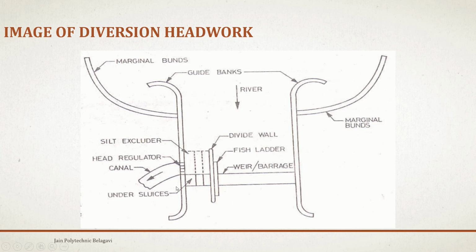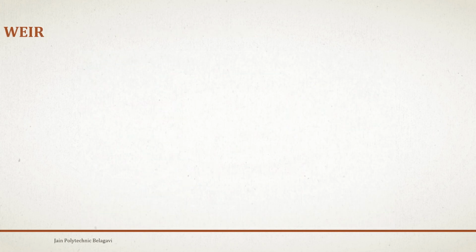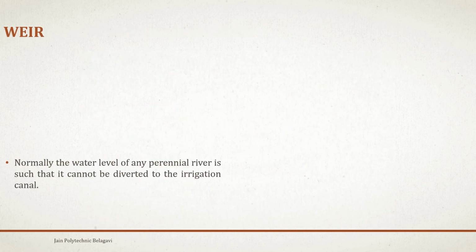Here we are going to construct the under sluices. On this side there is a canal that has been opened, and this canal will be opened below the weir height, with the head regulator and silt excluder. All the parameters are shown in this. Next, we'll go to the weir.